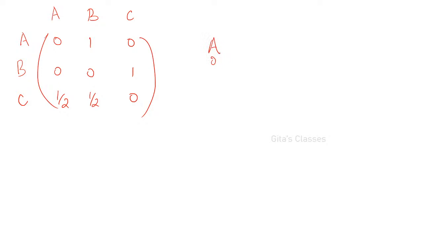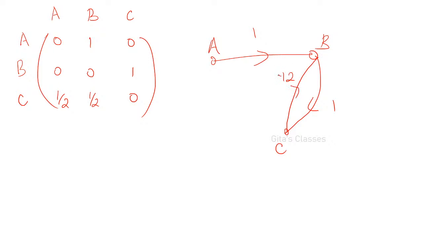Anyway, I'll explain for the problem. You try to understand. From A, you have to go to B with probability 1. From B, you can go to C with probability 1. From C, you can go back to B with probability 1/2, or from C, you can go to A with probability 1/2.